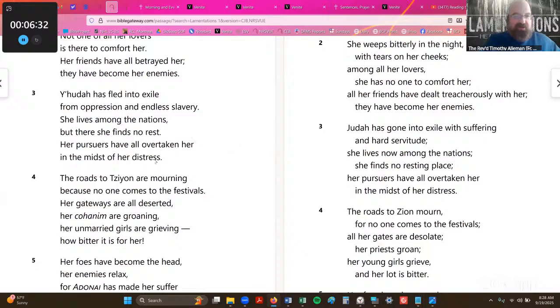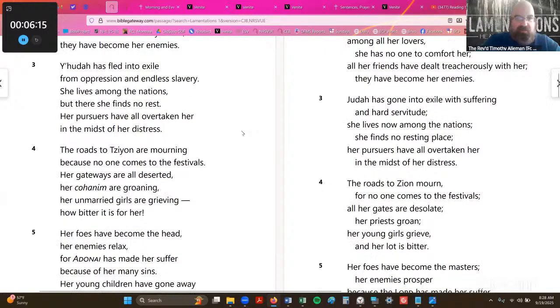The roads to Zion are mourning because no one comes to the festivals. Her gateways are all deserted. Her Kohanim are groaning. Her unmarried girls are grieving. How bitter it is for her.